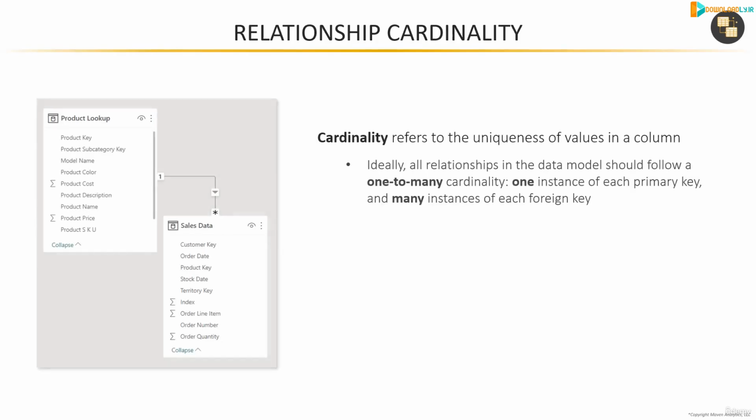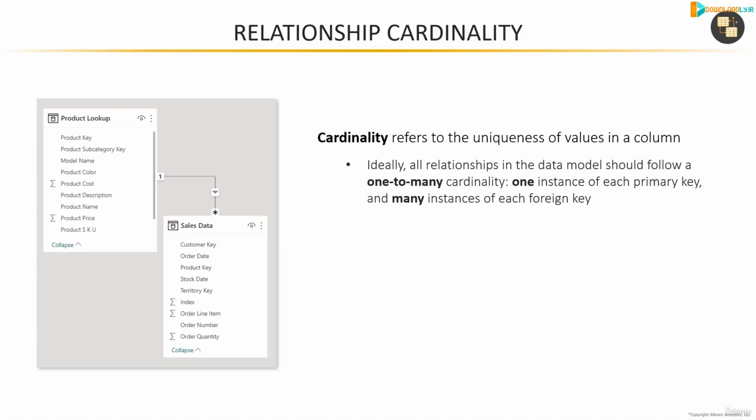Next up, let's talk about relationship cardinality. So cardinality refers to the uniqueness of values in a column. In an ideal model, all relationships should follow something called a one-to-many cardinality. That means there's one instance of each primary key and potentially many instances of each foreign key.